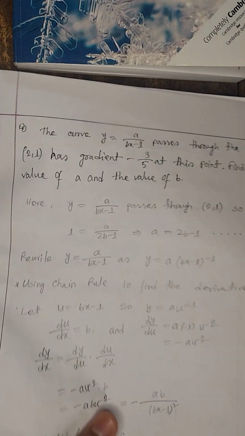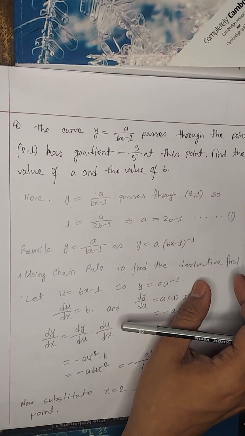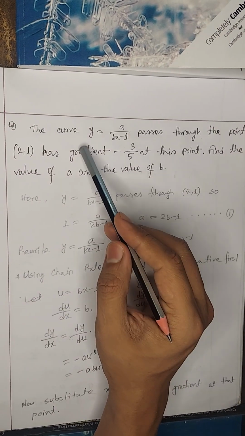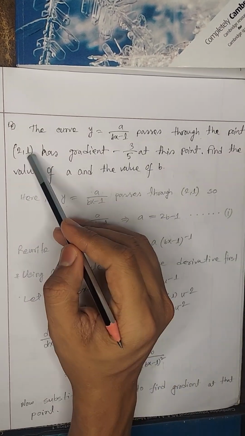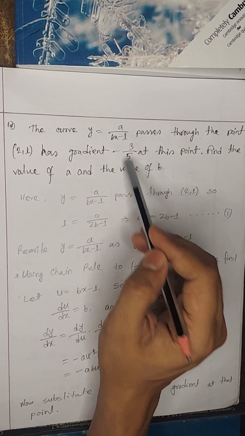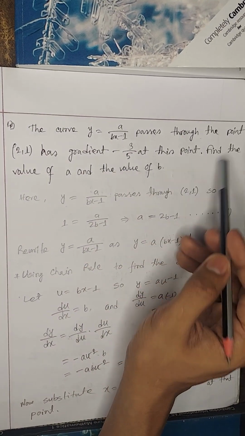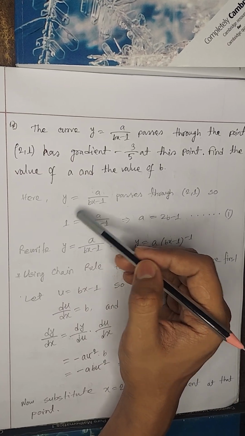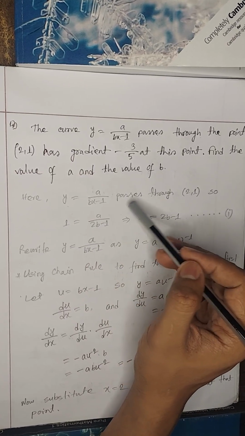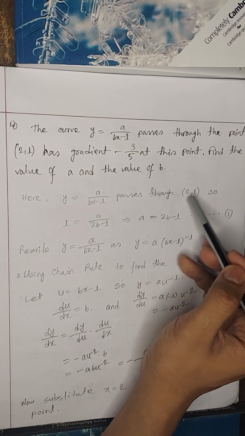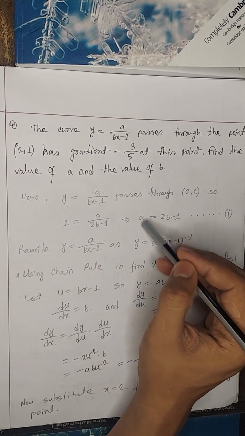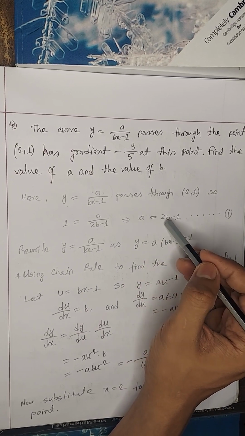Now another problem here. Here the curve passes through the point, and the gradient of this curve is minus 3 by 5 at that point. We have to find the values of a and b. The curve is y is equal to a by (bx minus 1). It passes through this point. So if we put this point on this curve, we get one equation, which is a is equal to 2b minus 1.